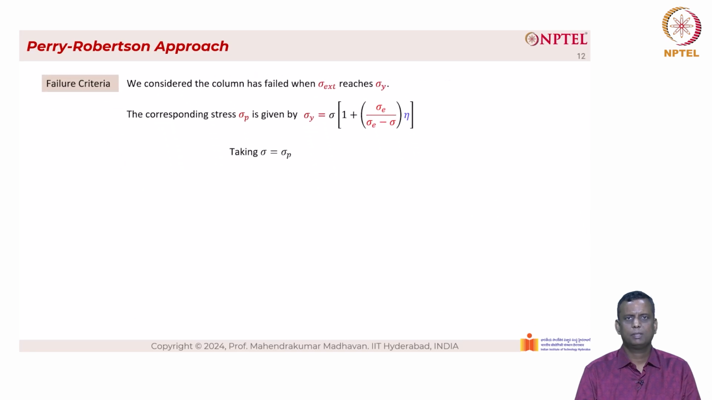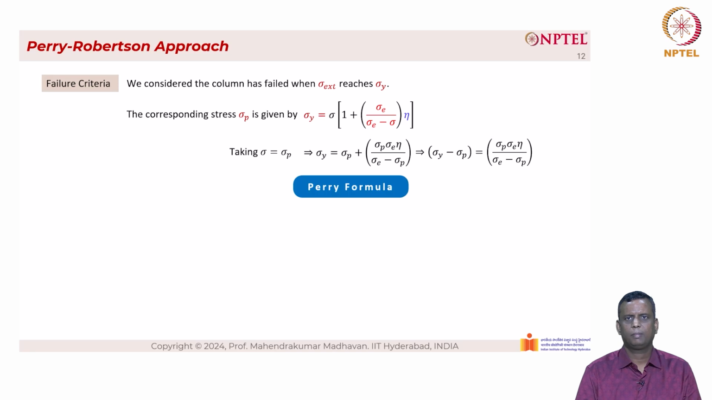Taking sigma equal to sigma sub P, which is the stress corresponding to the proportional limit, we have sigma y equal to sigma P plus sigma P into sigma E into eta divided by sigma E minus sigma P. We can take this to the other side, which becomes sigma y minus sigma P is equal to sigma P sigma E into eta divided by sigma E minus sigma P. This becomes Perry's formula, which is sigma y minus sigma P into sigma E minus sigma P is equal to eta into sigma P sigma E.